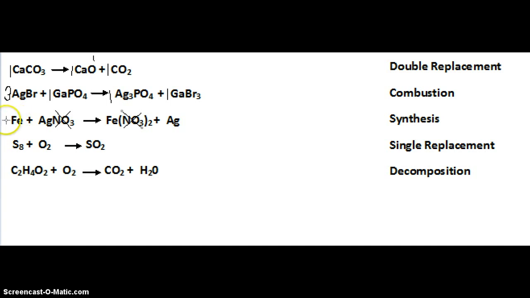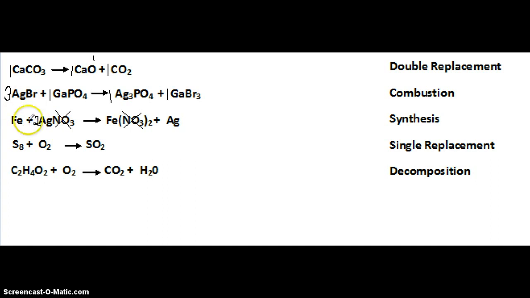We've got 1 iron on this side and 1 on this side. Great, that all matches up. 1 silver on this side and 1 on this side. Now, the nitrates do not add up, so we've got 1 X on this side and 2 on this side, because as you can see the 2 accounts for the X. So we've got to put a 2 in front of this whole compound so as to balance it.